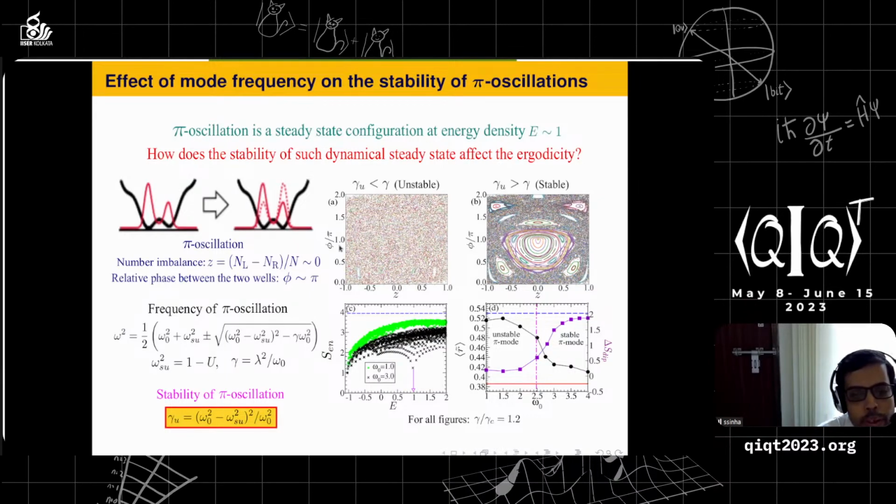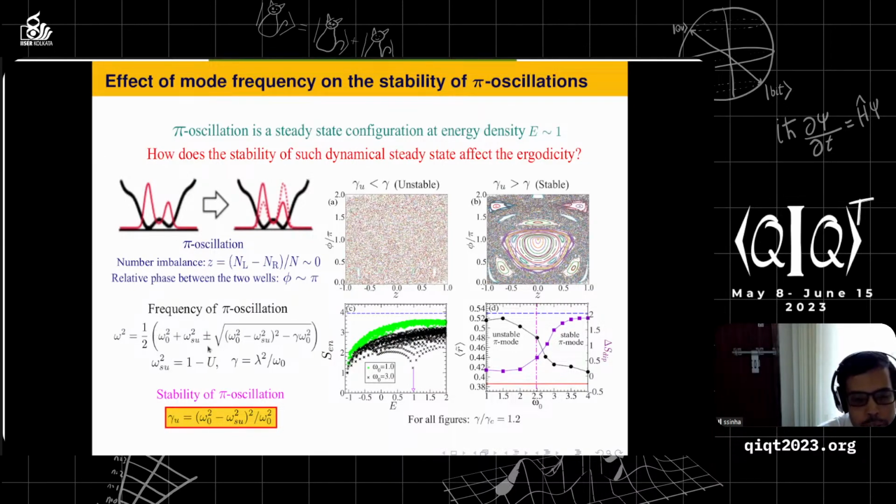It is basically a type of steady state where the number imbalance is of order 0, but the relative phase between the condensates in the two wells is of order pi. Because of this phase difference, it is called the pi mode. And of course, in experiments, this pi mode has been observed in Bose-Josephson oscillations. But when an additional bosonic mode is coupled to the condensate, it gives very interesting additional features. It turns out that the frequency of this pi oscillation is modified.